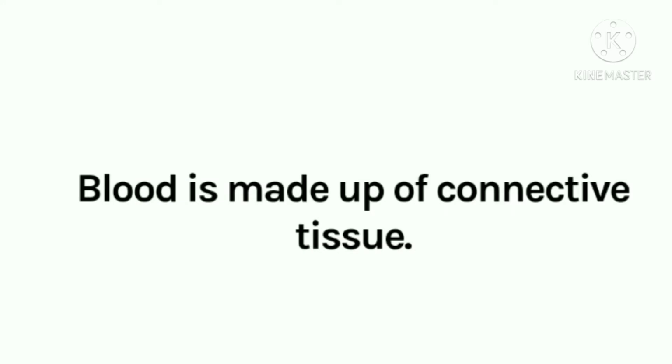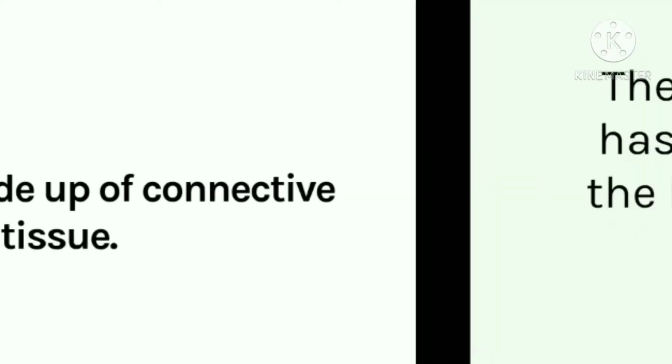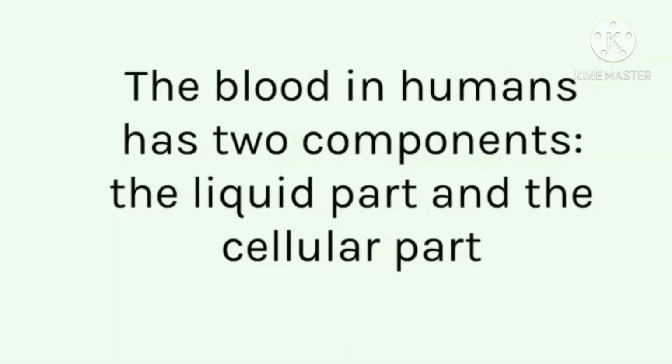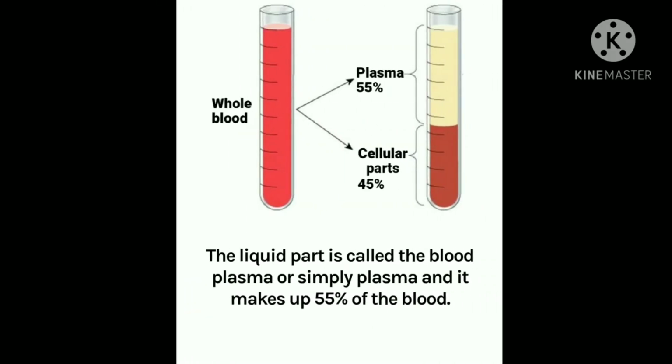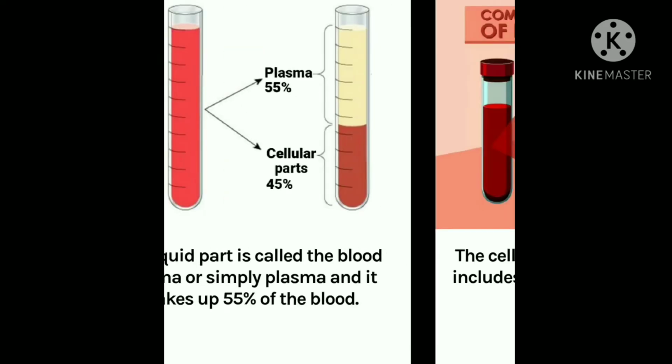As you are aware, almost all cells in a human body are connected by the fluid called blood. Blood is made up of connective tissue. The blood in human has two components, the liquid part and the cellular part. The liquid part is called the blood plasma or simply plasma, and it makes up 55% of the blood. So here you are able to see, if we consider this is 100% blood, means the whole blood, then there is 55% plasma and 45% cellular part.